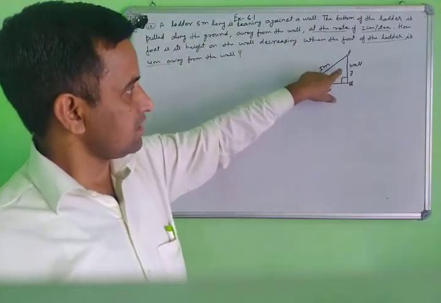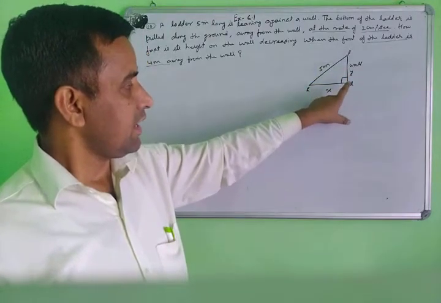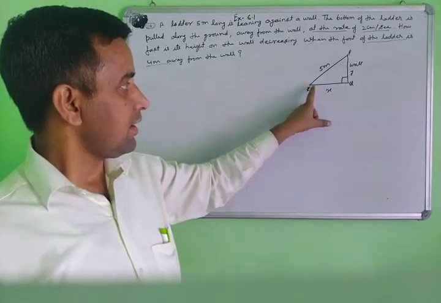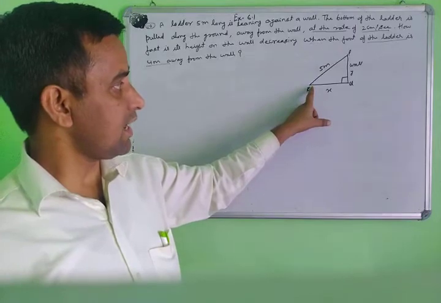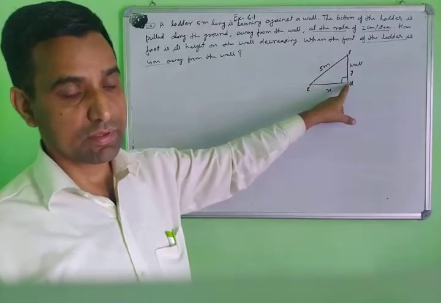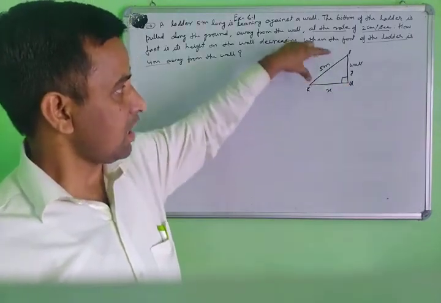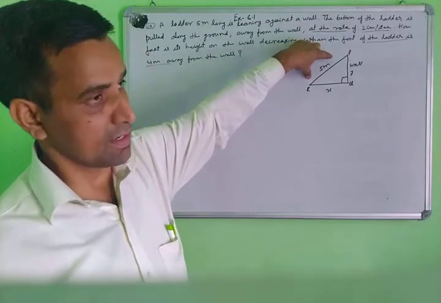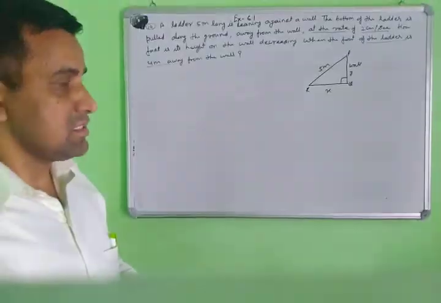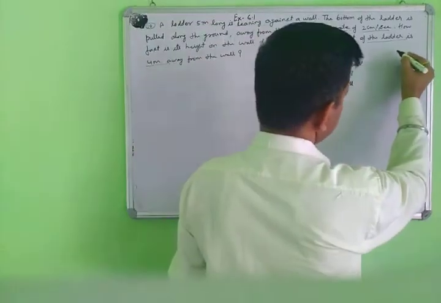Given condition: the height of the wall is Y. The distance between the bottom of the ladder and the bottom of the wall is X. The length of the ladder is 5 meter. After some time this condition is changing. What is changing here?